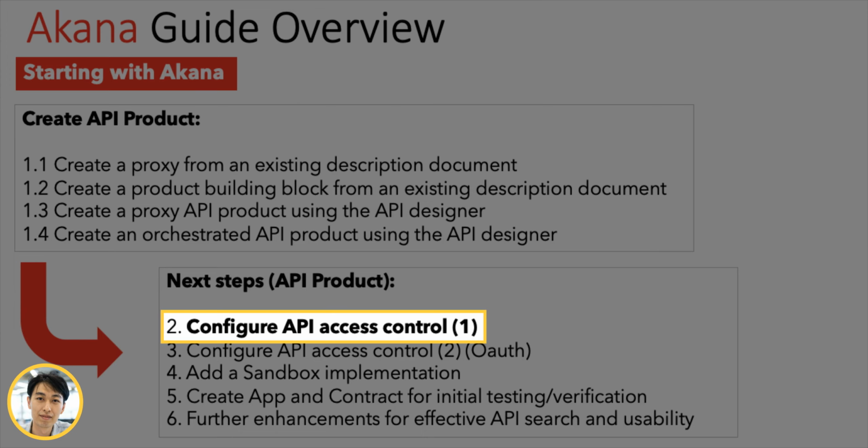This guide is part of a series to help you get started with Akana. Following guides explain ways to further enhance your API product for better discoverability and usability, or clarify more advanced Akana capabilities. This guide continues the API product configuration that was started in the first guide.